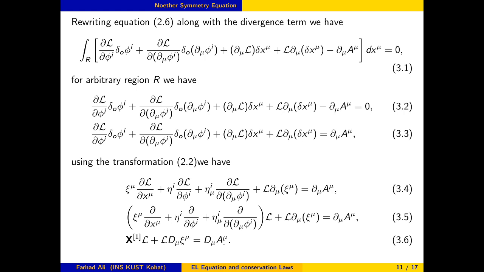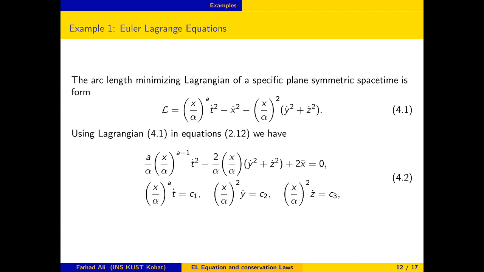So this is another equation. So far we derived the Euler Lagrange equation, conservation law, and Noether symmetry equation, and all of them are deeply connected with the action for the dynamical system. Okay, so let's see example 1.